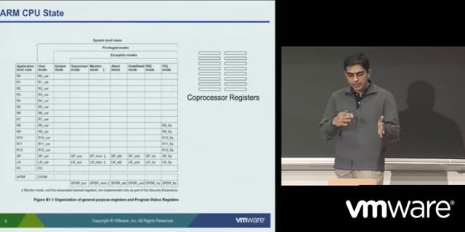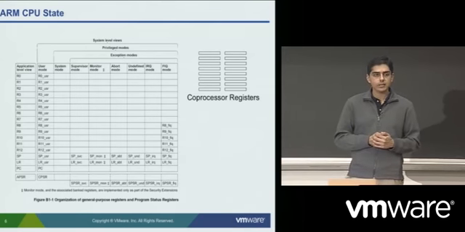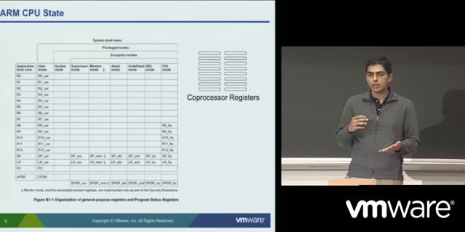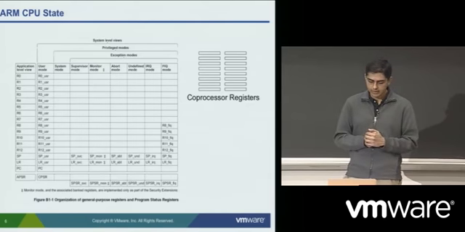And of course, in addition to the general purpose registers and the processor status registers, ARM has a bunch of co-processor registers, including control registers like the page table base and paging enable and disable and so on, as well as registers for floating point and all sorts of other things.